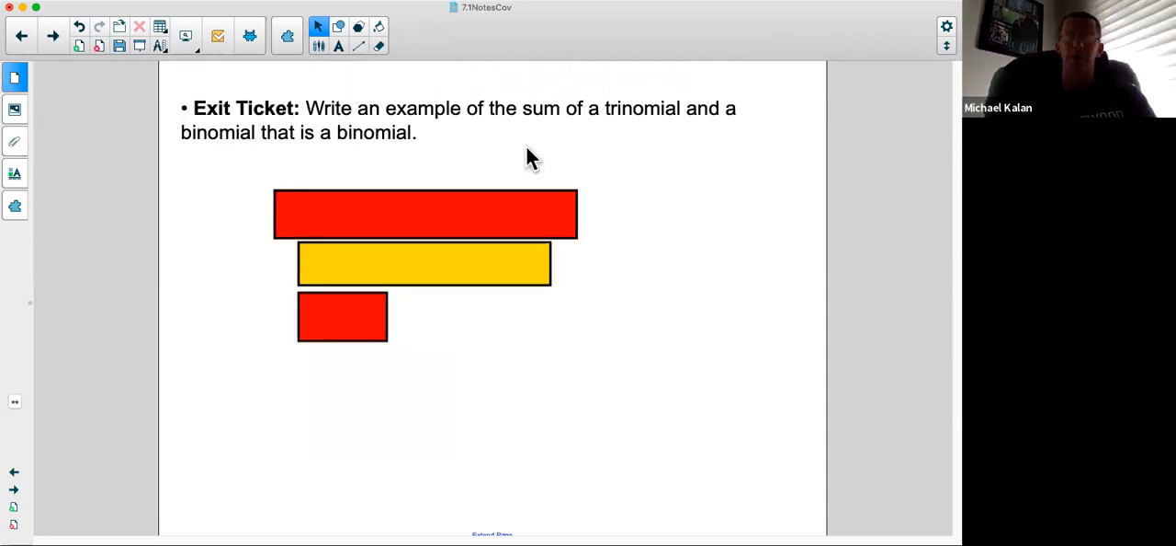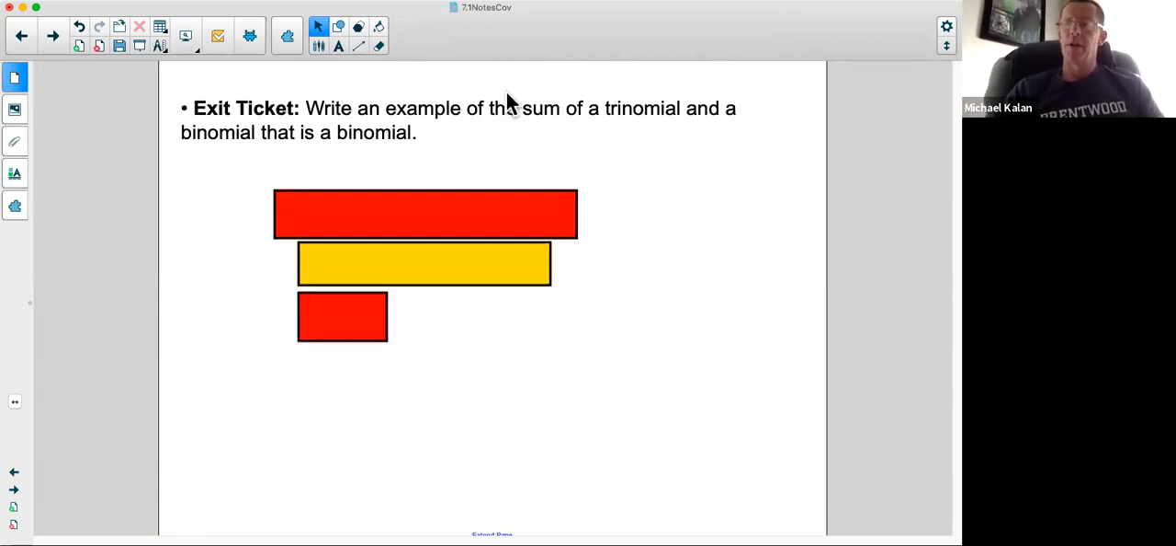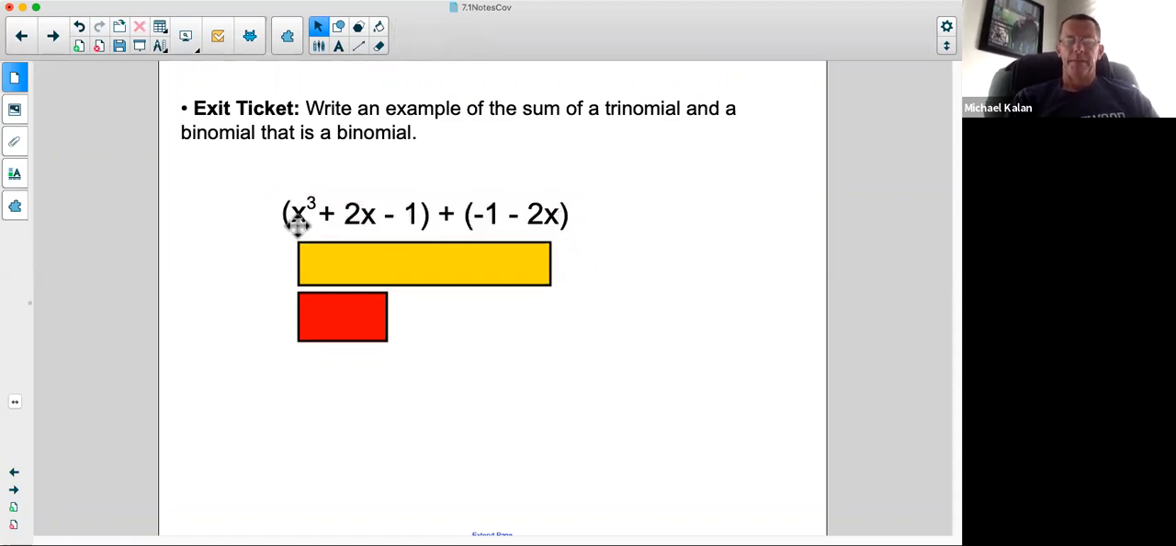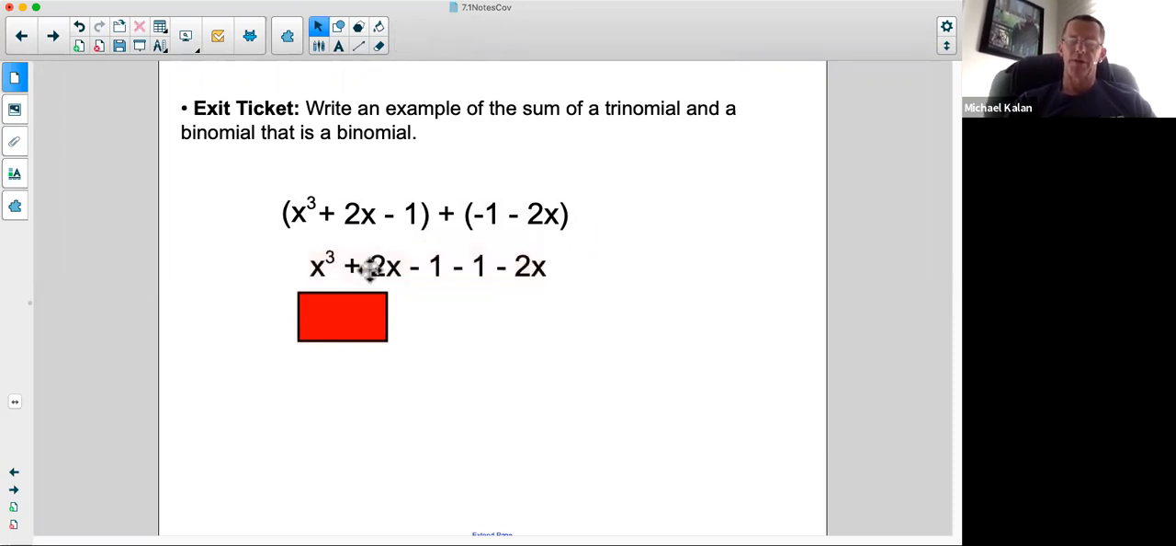Okay, write an example of the sum of a trinomial and a binomial that is a binomial. So you need to sum, addition, come up with a trinomial and a binomial that results in a binomial. Here's what I did. And you can see what's going to happen with one of my terms, once I distribute, what's going to happen to the 2x and negative 2x? Gone, which leaves me with just x cubed minus 2, which is a binomial. What's the degree of this binomial? Hopefully you said 3. And what's the leading coefficient? 1.